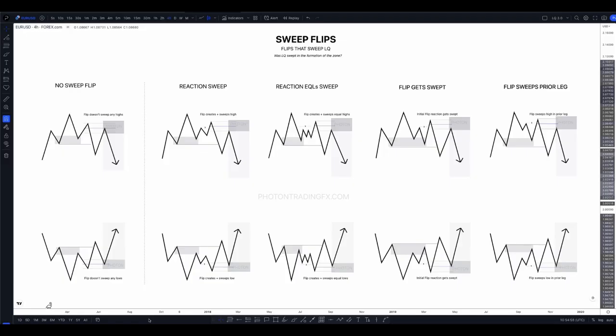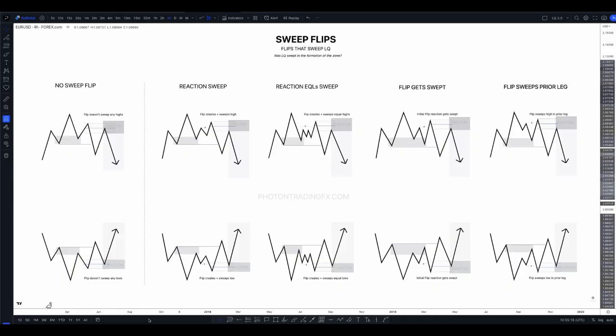Alrighty, so now we are simply going to look at flip zones that also sweep liquidity. So it's the exact same concept, exact same theory of what we look for with the structure zones that sweep liquidity. We're simply looking for, did the flip sweep liquidity in the creation of the zone, okay? Did it grab some liquidity as it was being formed?